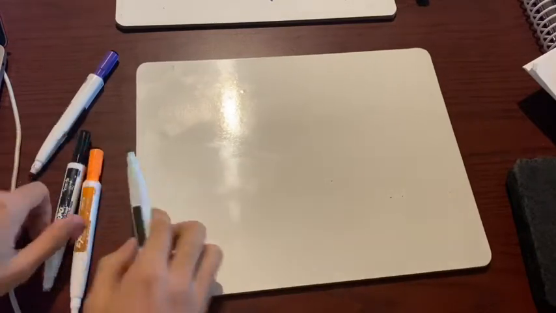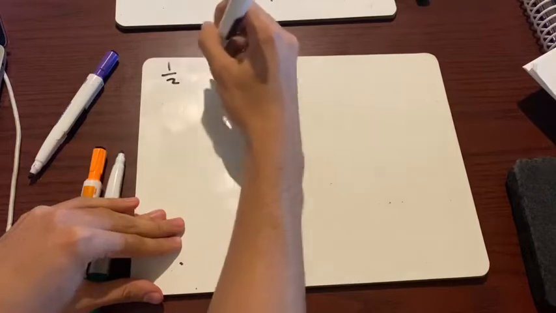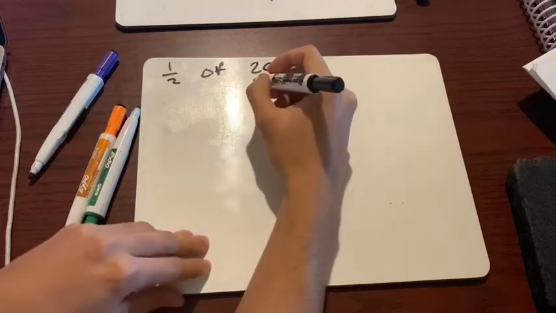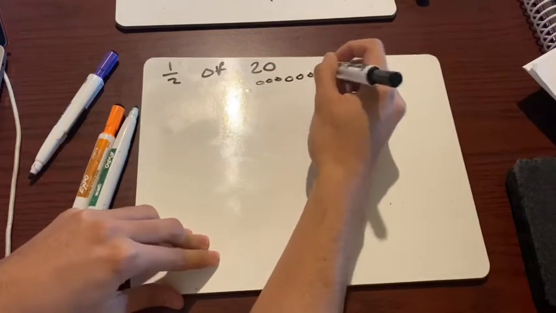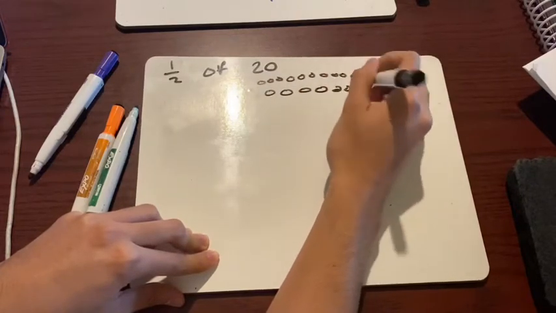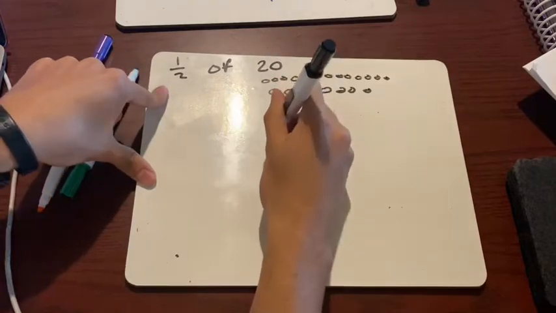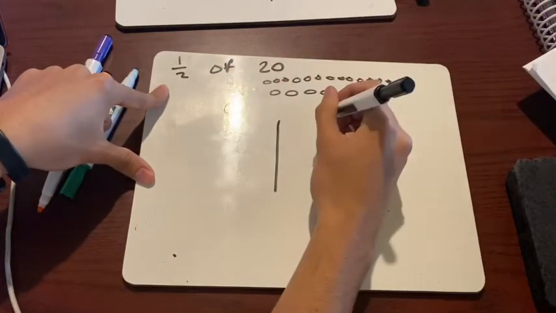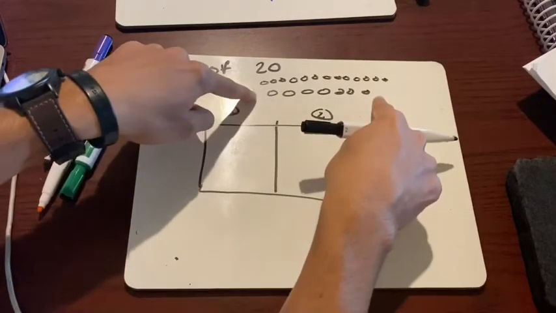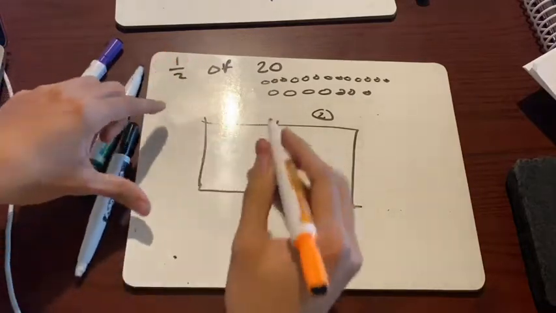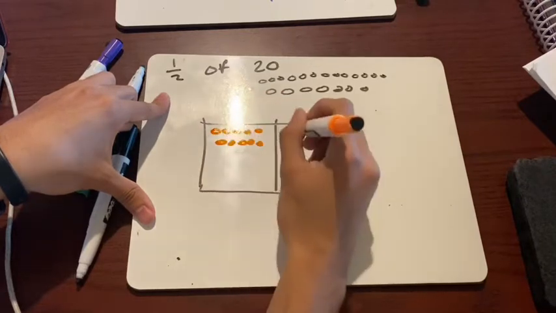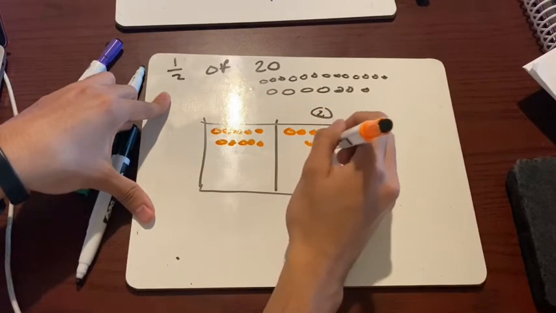Let's do another one, an easy one. 1/2 of 20. Well, we have 20 total pieces. 1, 2, 3, 4, 5, 6, 7, 8, 9, 10, 11, 12, 13, 14, 15, 16, 17, 18, 19, 20. How many rows or boxes do I have? 2. If I have 20 total pieces, how many can go in each row? 10, exactly. 1, 2, 3, 4, 5, 6, 7, 8, 9, 10.